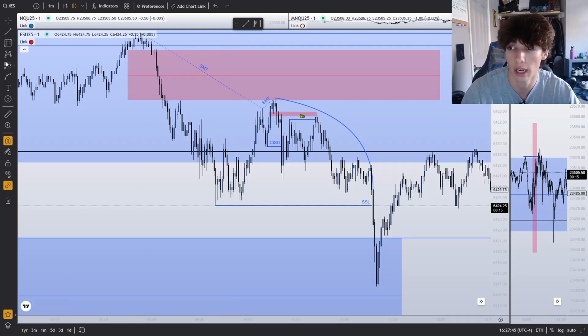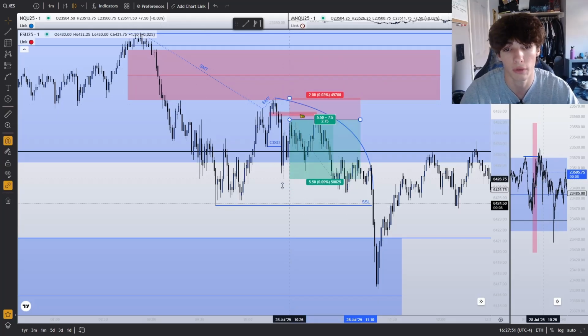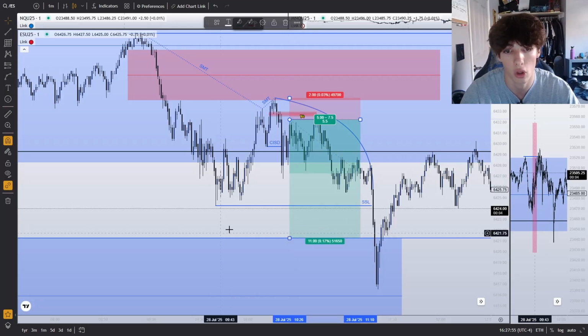How would you have targeted and how would you have played this trade? So say you take turtle soup, I would have put my stop at the high, honestly. I would have looked for first take profit right here, second take profit at the bottom of this model, and then third take profit all the way here.